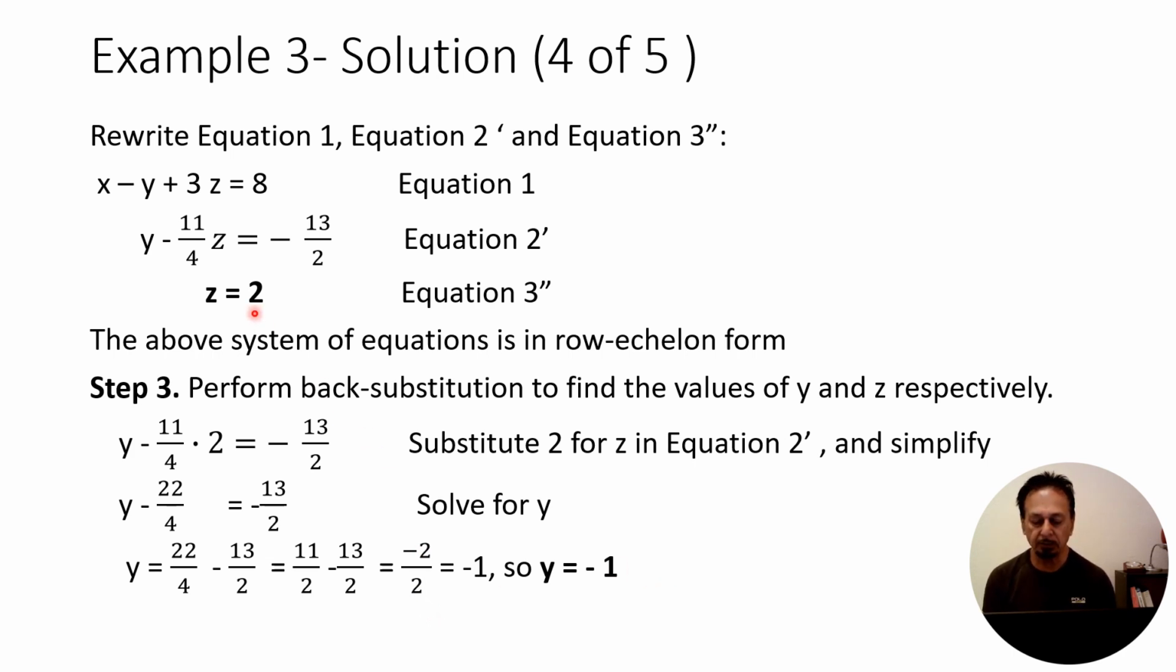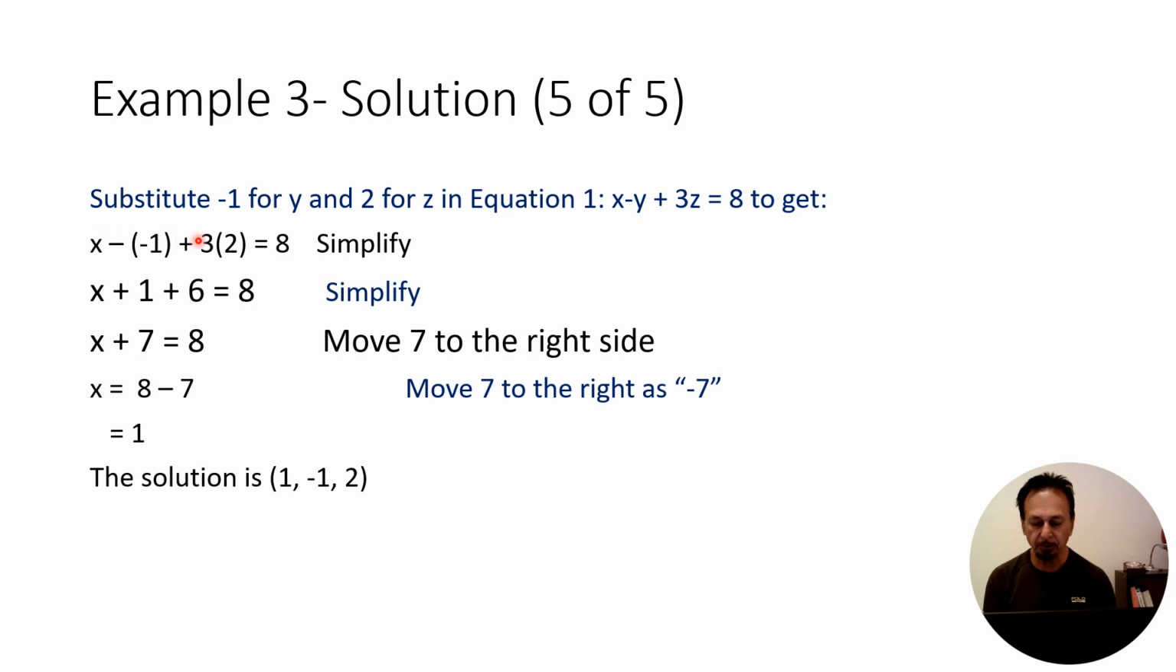We already know z equals 2, we just found y equals negative 1. So now we substitute negative 1 for y and 2 for z in equation 1: x minus y plus 3z equals 8. So we get x minus negative 1 plus 3 times 2 equals 8.